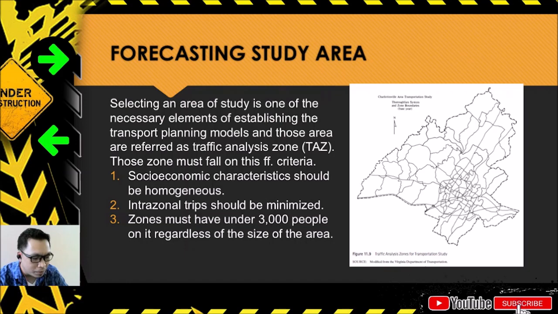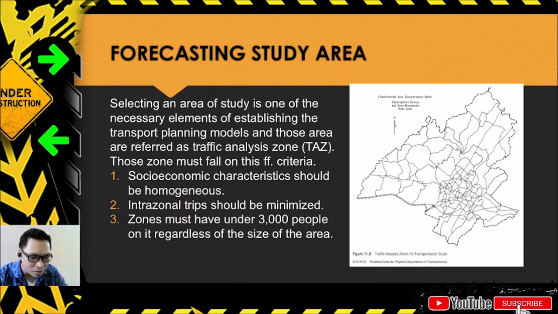Then we have, the zones must have under 3,000 people on it regardless of the size of the area. So on that area, kinahanglan nga naa siya at least mga 3,000 people, no. So makategorize nimo na siya as one zone, no. So if it exceeds or kung wala pa siya kabot og 3,000, so kinahanglan dakuan nimo ang area of coverage, no. So just like this one.